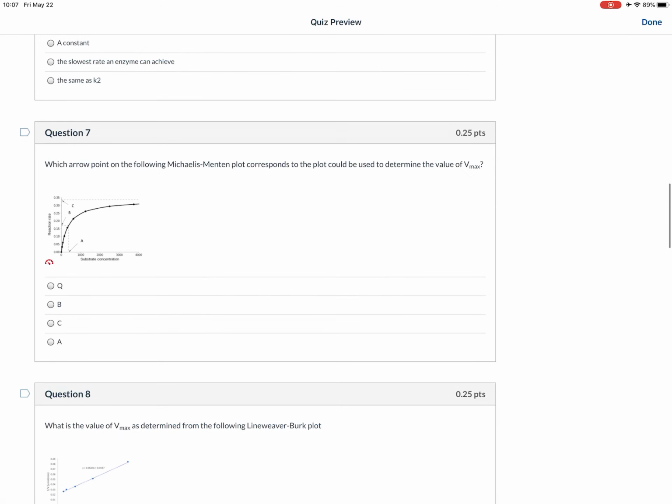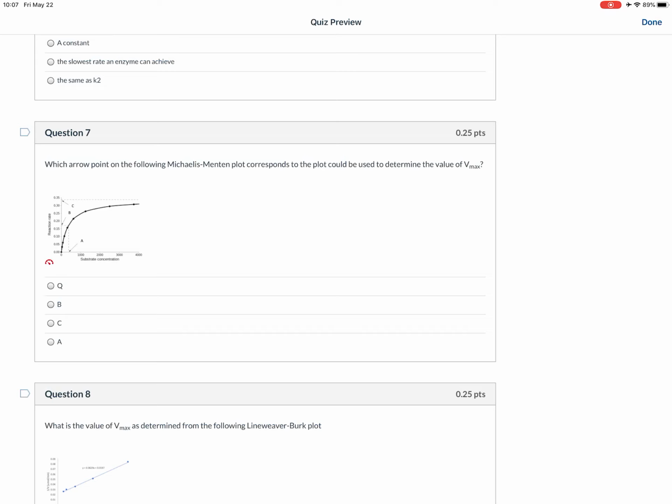And question 7 ties into that. Which one of these points could be used to plot or to determine the value of Vmax? Well, Vmax is the top of the curve, so where the curve starts to flatten out. And so you can see here points A, B, and C. Point C is the only one that's showing us kind of a line where that curve is approaching the maximum speed. So it's C. B and A are useful for determining Km.